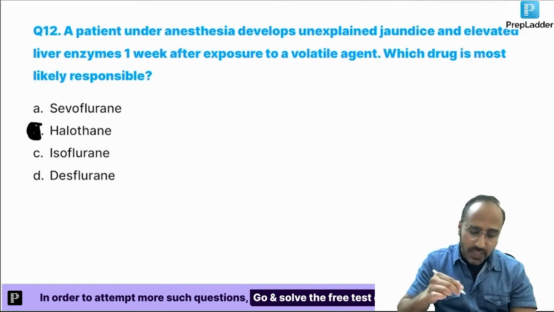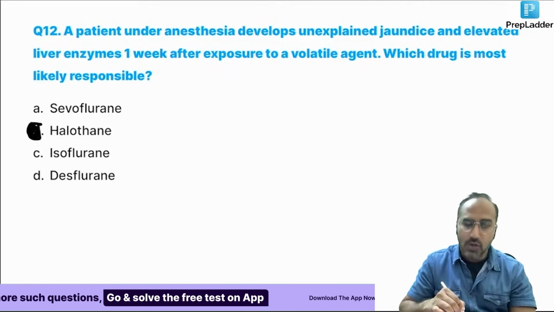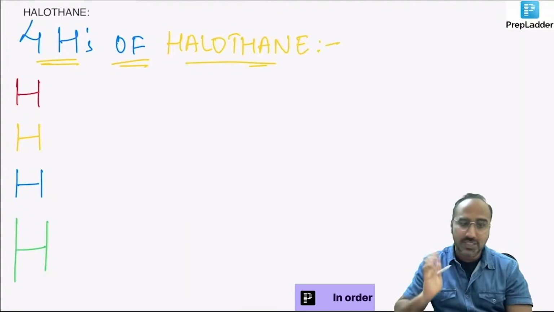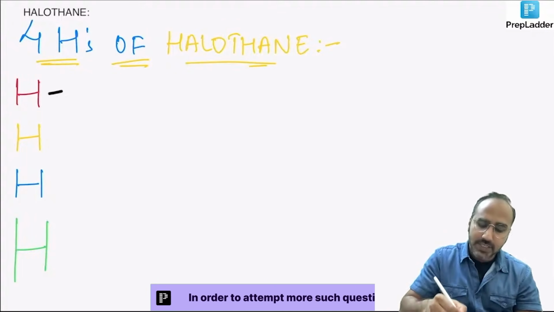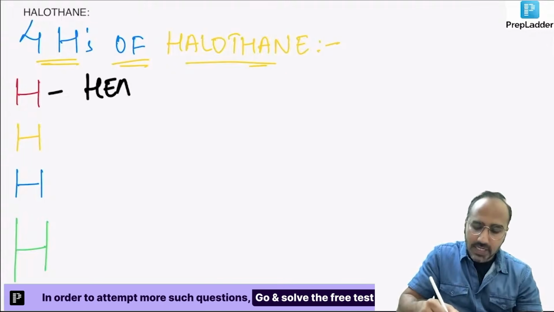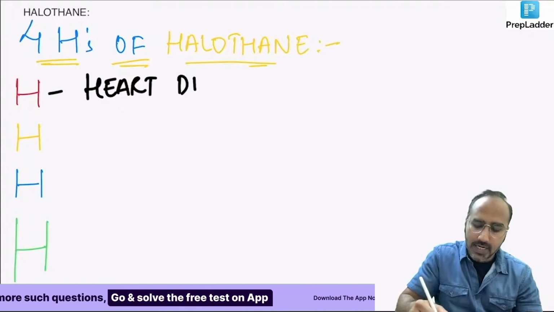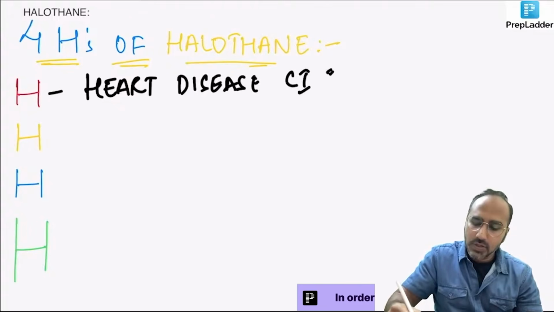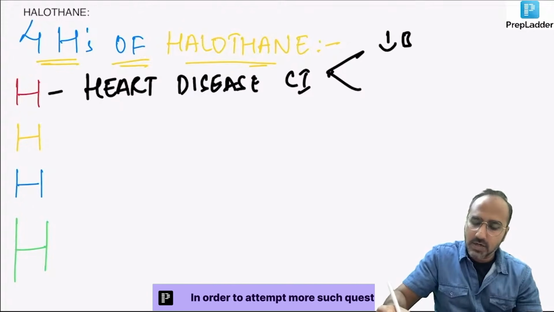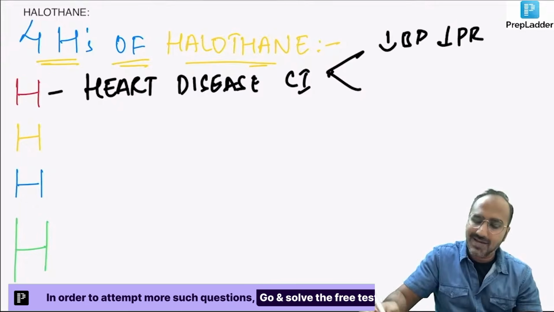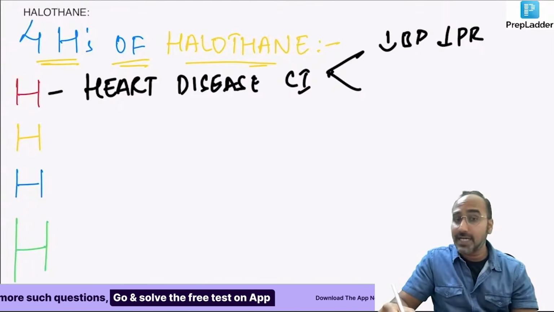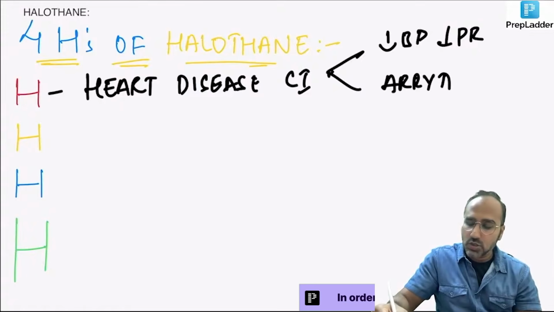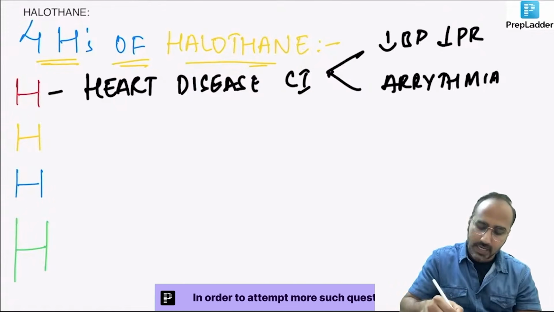Now guys, if at all you are giving halothane, always remember that halothane starts with the alphabet H and you have to remember 4 H's of halothane. Okay? First H of halothane is what? Halothane is contraindicated in heart disease. Why? Due to 2 reasons. One reason is it causes hypotension and bradycardia together, and it also sensitizes the heart towards catecholamines, which leads to arrhythmias. So halothane is contraindicated for heart disease.